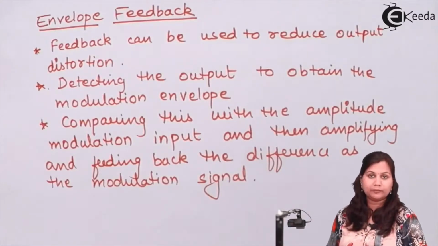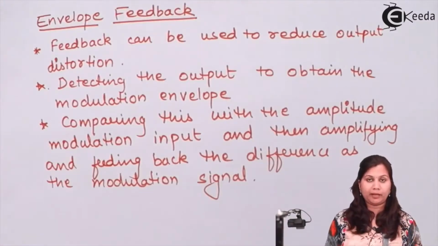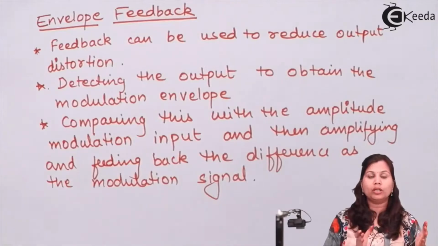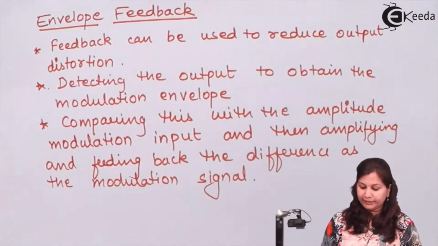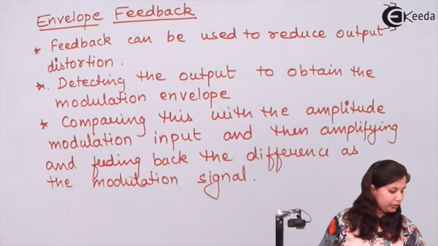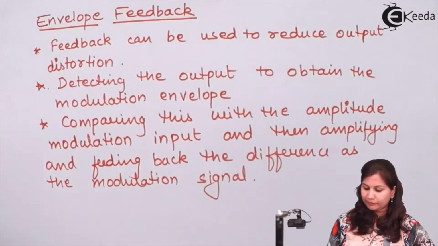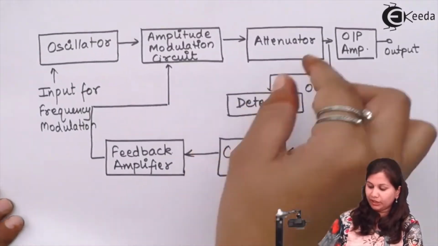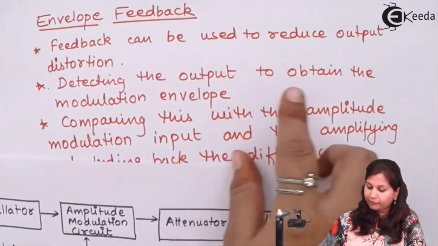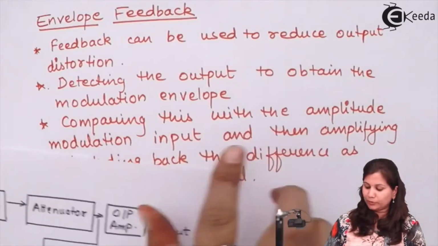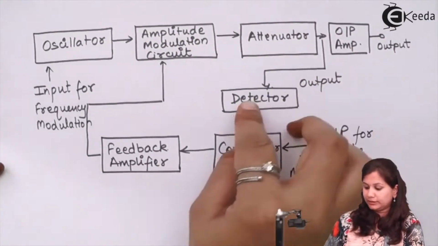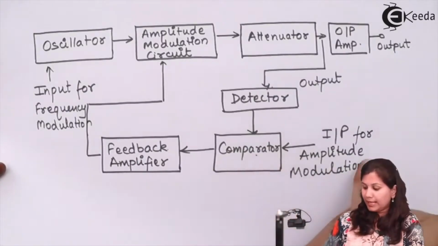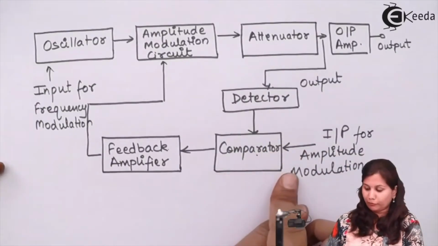So in this envelope feedback, we are providing the feedback. We are using this feedback to remove the output distortion. How we are detecting the output, you can see in the block diagram that with the help of this detector we are detecting the output. After that we are comparing it with the amplitude modulation input. So after detecting, this is compared with the amplitude modulation input from here.